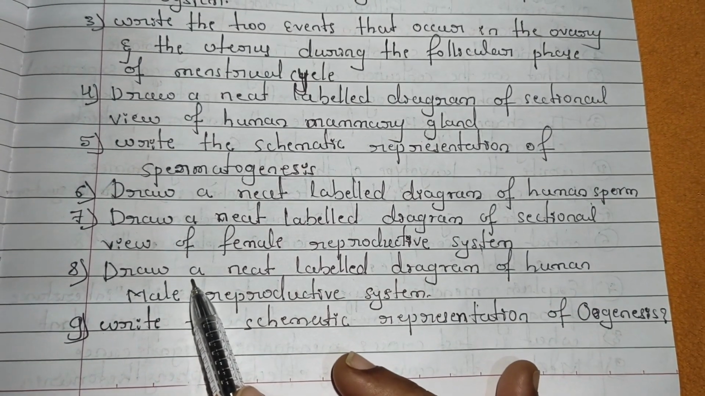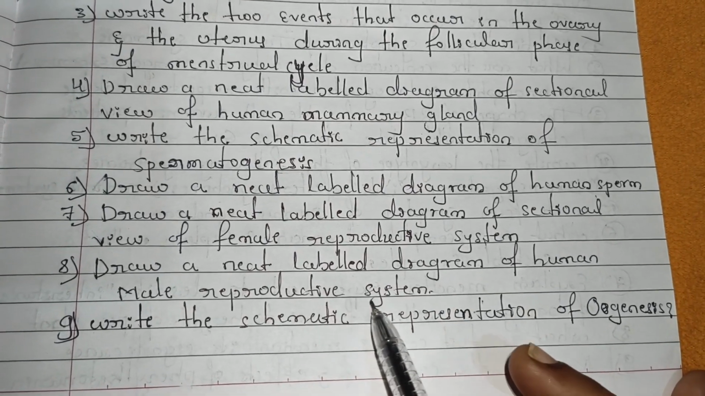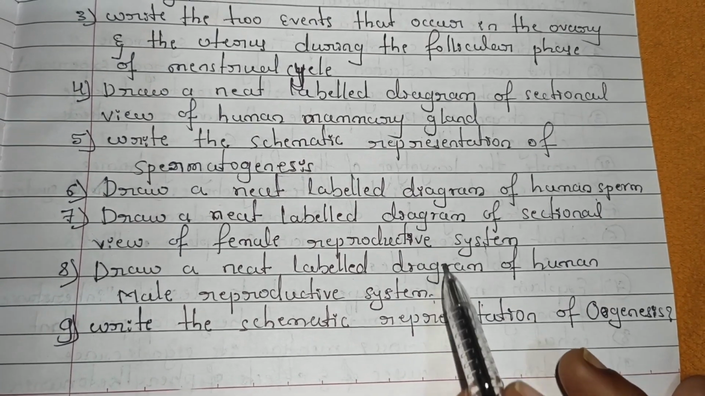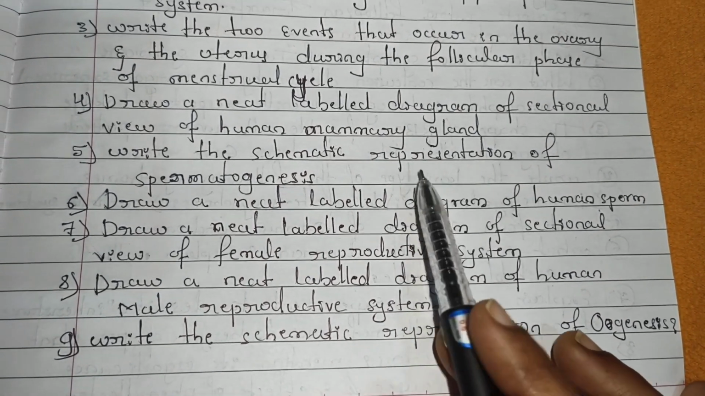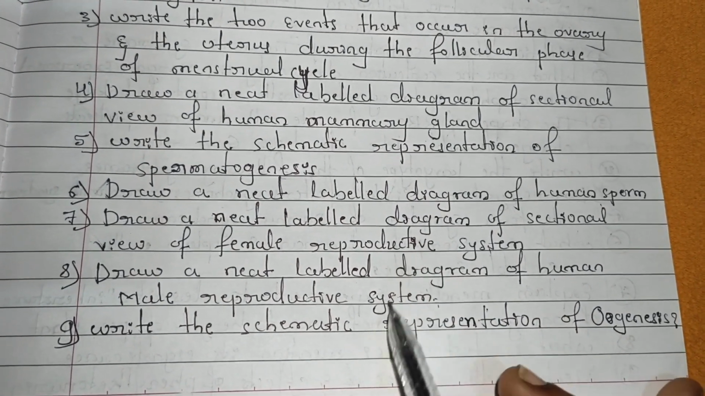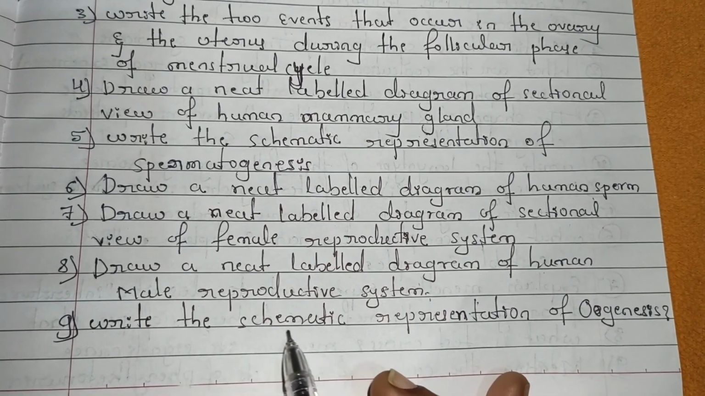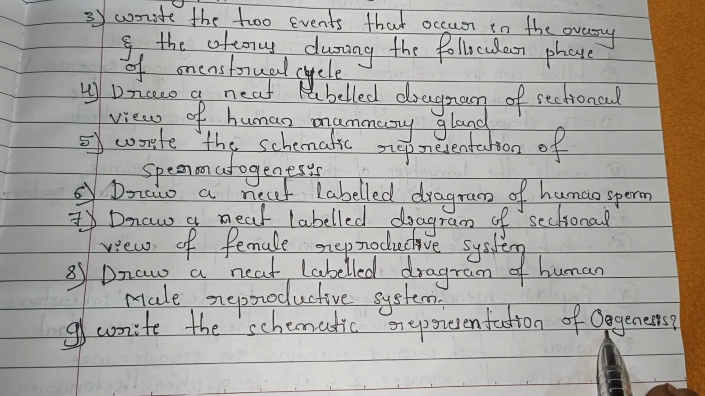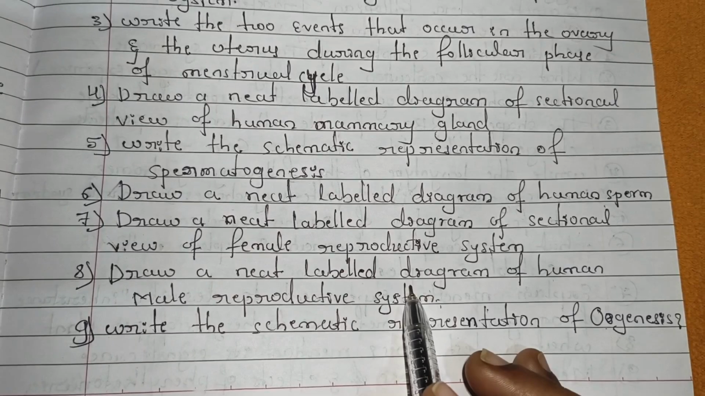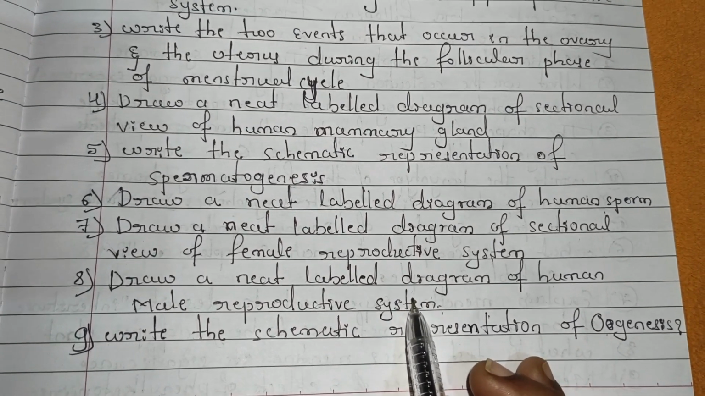And next, the eighth one: draw a neat labeled diagram of the human male reproductive system. So the female and male systems, mammary gland, and sperm are the most important diagrams; you have to practice them. And next, the ninth one: write the schematic representation of oogenesis. So from this chapter, 5-mark questions arise, so you have to read these questions.